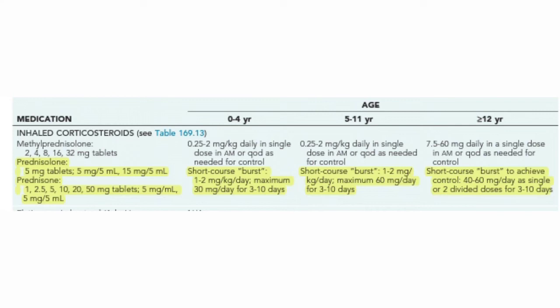For 5 to 11 years, it is given as 1 to 2 mg per kg, that is the usual dose, and the maximum dose is 60 mg for 3 to 10 days. And for more than 12 years, it is again given as 40 to 60 mg per day as a single dose or 2 divided doses for a period of 3 to 10 days. So for 0 to 4 years, maximum dose is 30 mg, for 5 to 11 years, maximum dose is 60 mg, and for more than 12 years, we will directly go for 40 to 60 mg per day as a single dose or double dose, given for a period of 3 to 10 days.